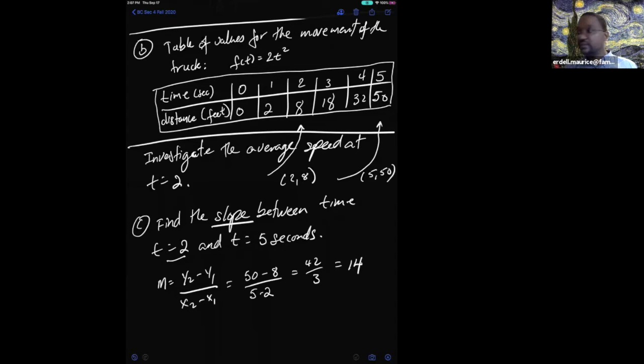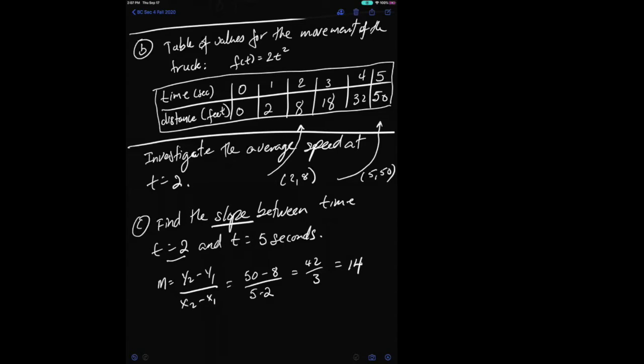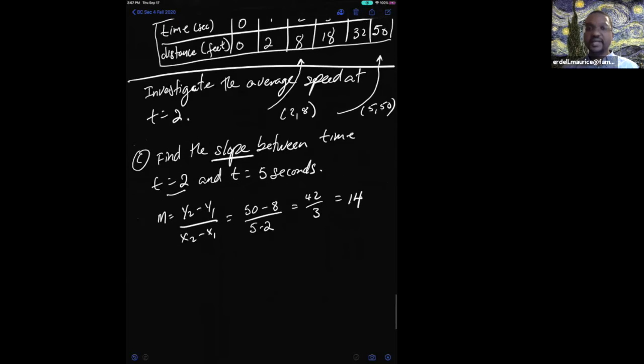Is this the correct slope between time equals 2 and time equals 5? Yes. Well, what does this 14 right here mean in this situation? Well, I'll tell you what it means.